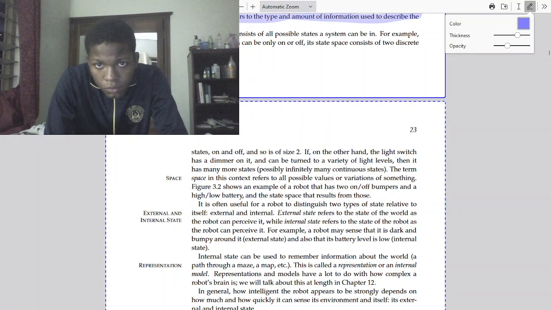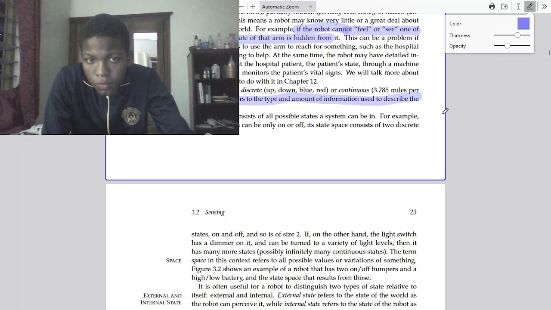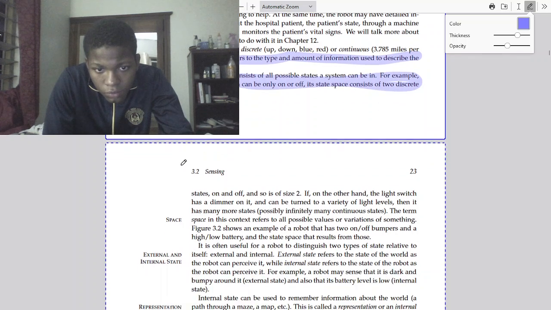On and off. So state space consists of all possible states it can be in. For example, if a light switch can only be on or off, there are two discrete states, on and off.